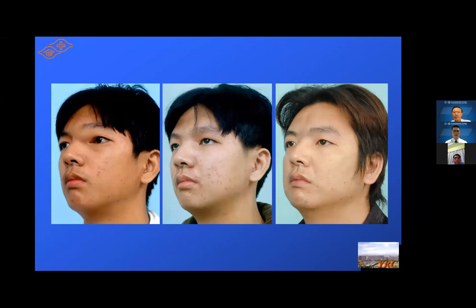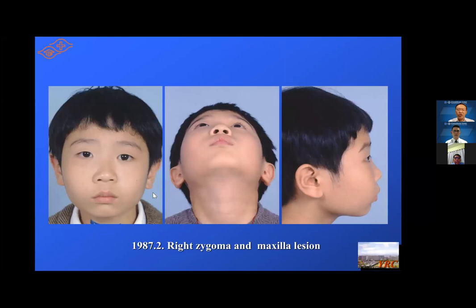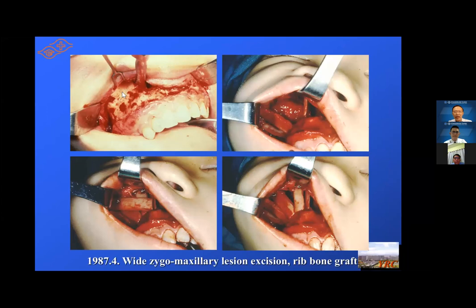Interesting is the growing child. This is a child with a right side zygoma and maxillary area lesion. As you can see from this operative field, here is the zygoma and upper maxilla. We totally excise it and then replace it with a split rib graft. It is easy to insert a small groove and then wire on the top part. So this is the graft where we replace the diseased bone with rib graft.